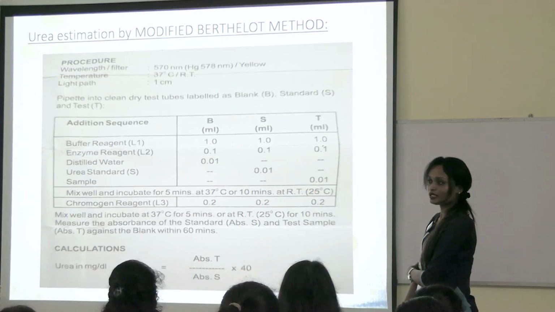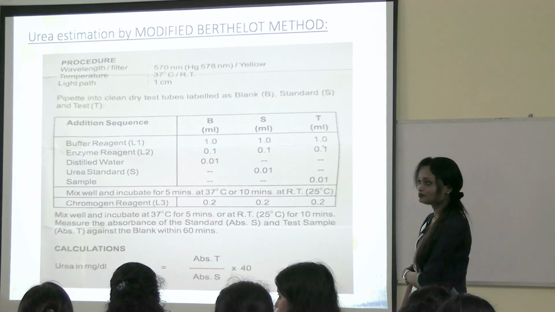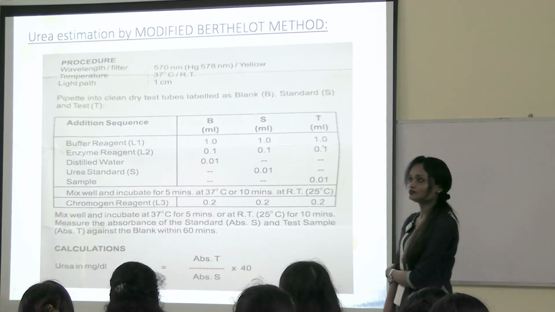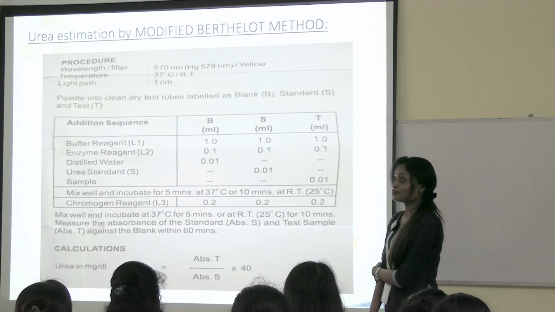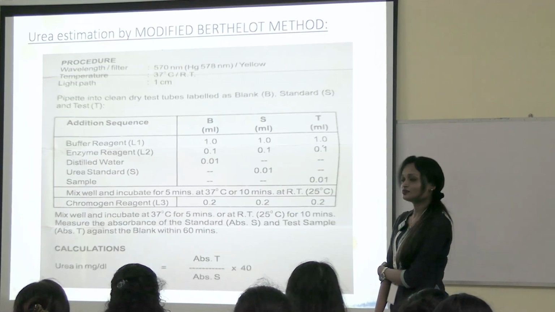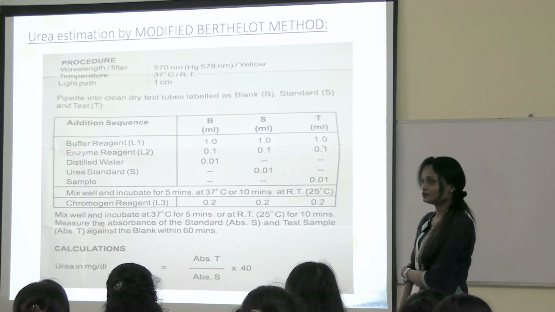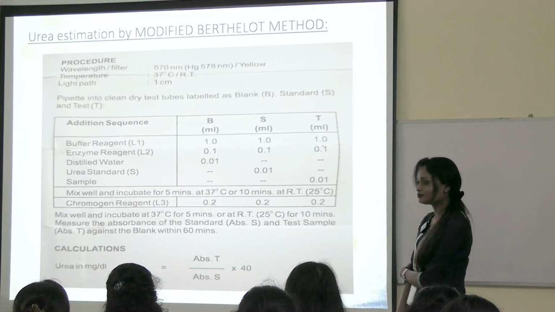Can anyone repeat the whole procedure? First we take 2 test tubes, reconstitute reagent, 1000 microliter, and we take the test and the standard. Test 10 microliter, standard 10 microliter. We will mix it well and keep it at room temperature or incubate it.